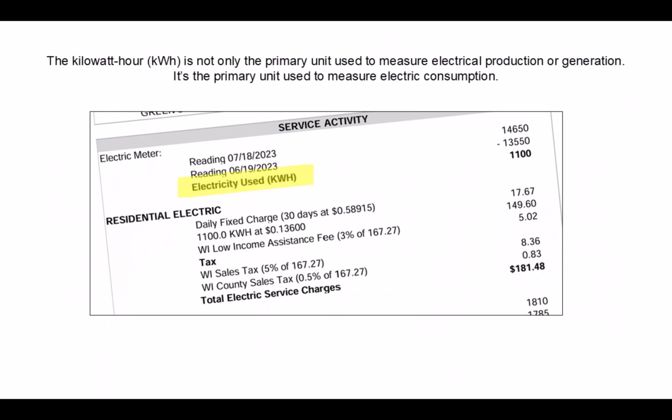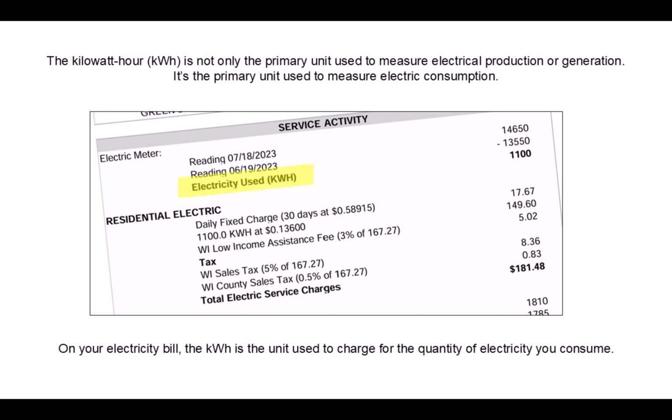The kilowatt hour, kWh, is not only the primary unit used to measure electrical production or generation. It's the primary unit used to measure electric consumption. On your electricity bill, the kWh is the unit used to charge for the quantity of electricity you consume.